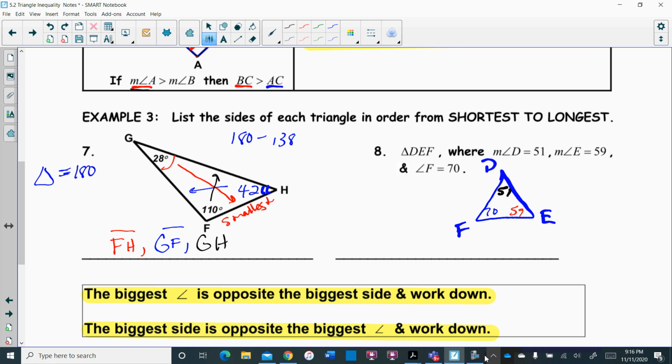So let me pause and let you have a moment to try to do this and then check your work. Okay, your side should be FE, or you could have said EF. Order doesn't matter, you just have to make sure of those two letters. So it goes FE to DF, to DE. Okay, DE is our largest.